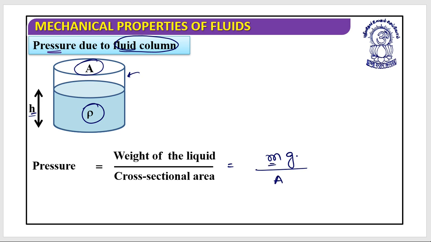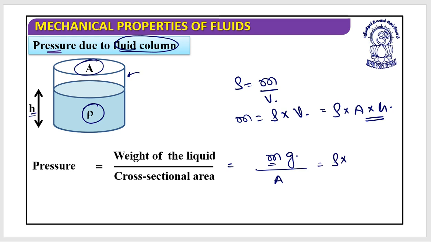If I want, I can replace mass m using the relation density is equal to mass by volume, so mass is equal to density into volume. Volume can be written as cross sectional area A multiplied by height h. So mass m can be replaced: rho into A into h into g, divided by cross sectional area A. The A cancels, and this is equal to h into rho into g. I hope this is clear.